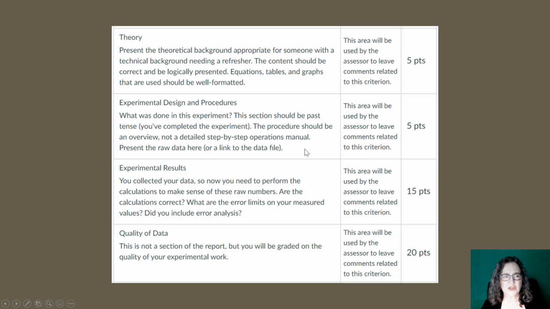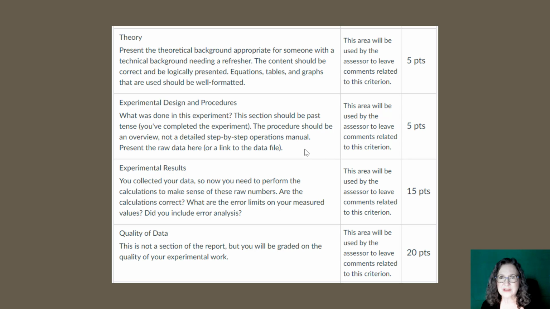The next section is the experimental design and procedure. This is where you're going to explain what you did in the experiment. You have completed the experiment by now, so this is all past tense. And it's an overview. You want to be specific about like what equipment did you use, okay? Give me a model number on that pump, etc., okay?